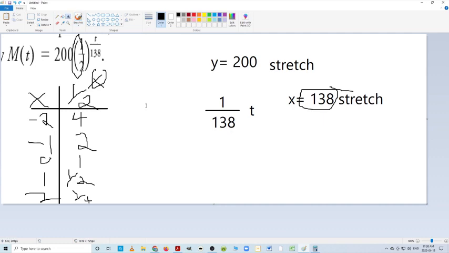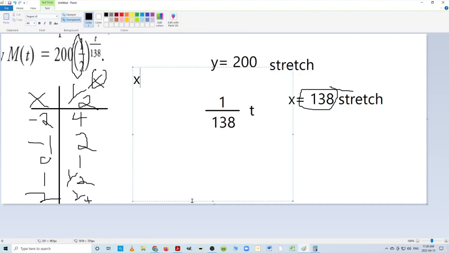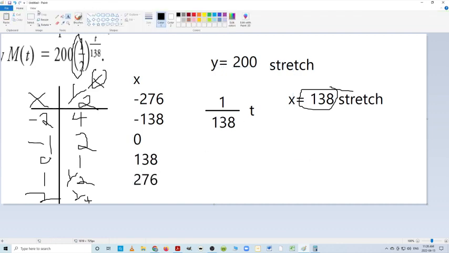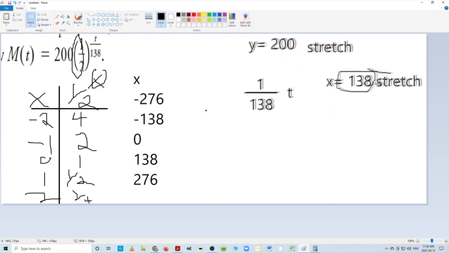But if I want to come up with my X values, I simply take all my X values I just had, and I'm going to multiply them by 138. So the first one, which was minus 2, is going to become minus 276. The next one's going to become minus 138. The next one's going to become 0. The next one's going to become 138. And the next one's going to become 276. And the Y values are going to be multiplied by 200.